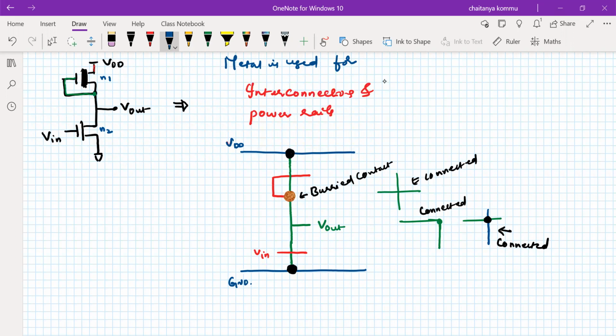Don't forget to write one point. Normally these transistors are there in the substrate, right? The substrate also we should mention with the help of a black color cross. That means the substrate is there for these transistors. That's what we have to mention. So it is very simple to understand.